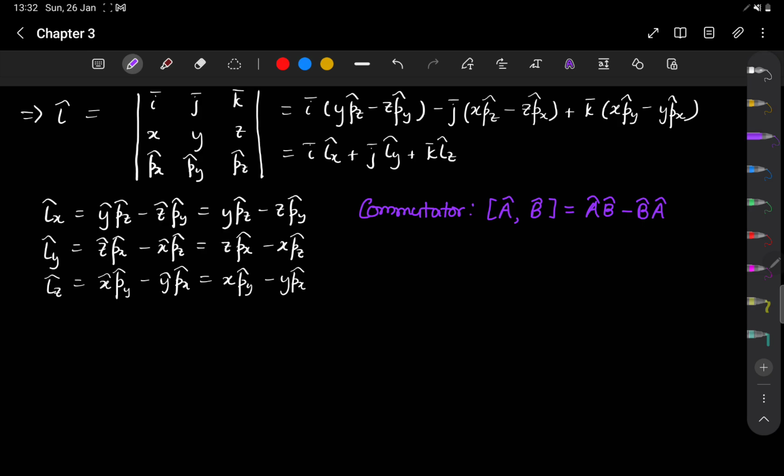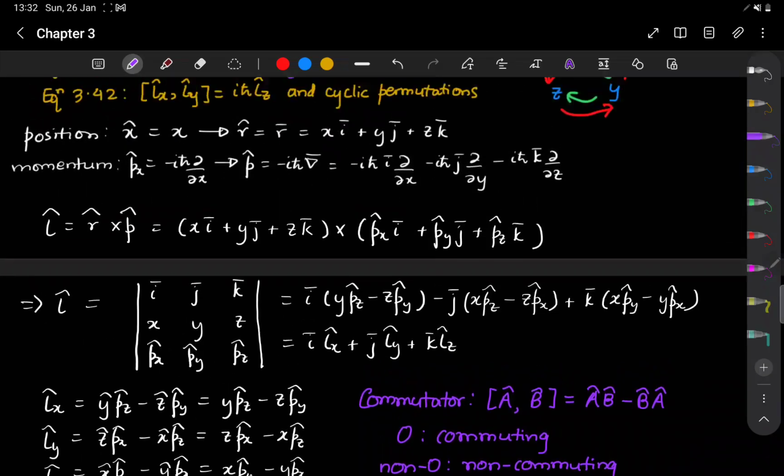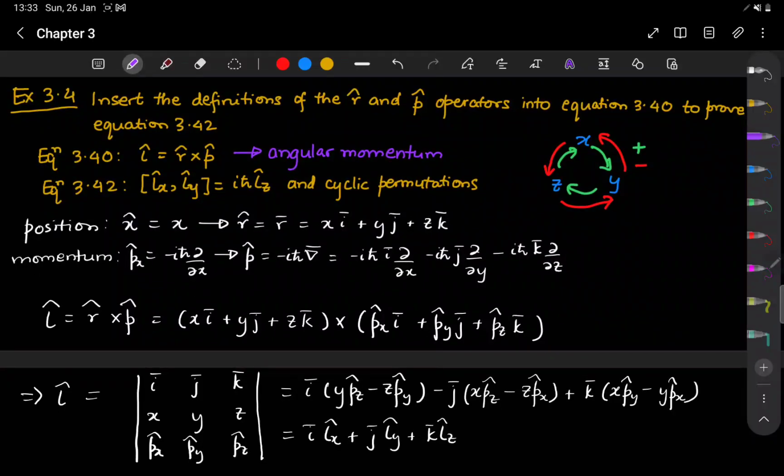So if it is the same, that if AB equals BA, then this commutator will be 0, and when we have such a case, we call them commuting operators. And when they are non-zero, when this term is non-zero, then these are non-commuting operators. And from the given result that we need to prove, you can clearly see that the components of the angular momentum operator are non-commuting.